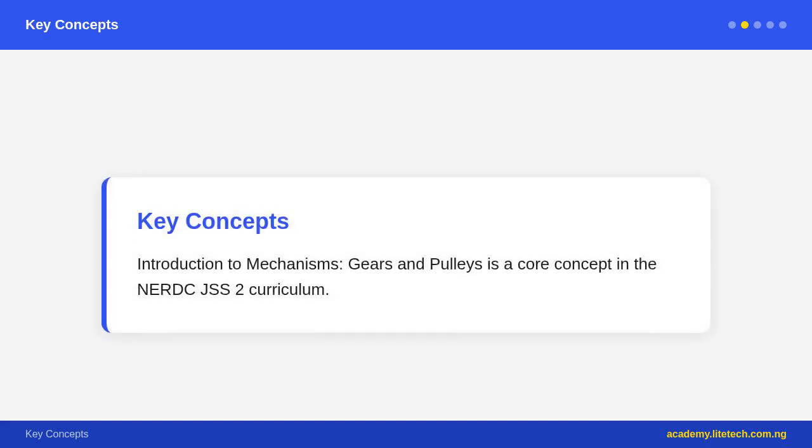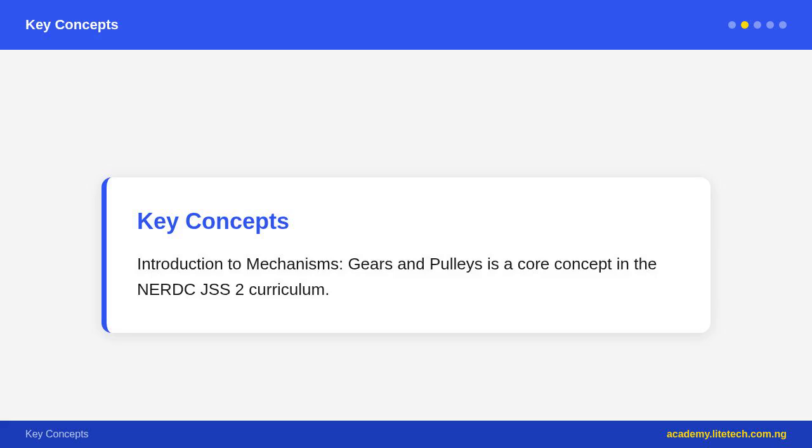The formula is gear ratio equals number of teeth on the driven gear divided by the number of teeth on the driving gear. If the driving gear has 10 teeth and the driven gear has 30 teeth, the gear ratio is 30 divided by 10, which equals 3. This means the driven gear rotates once for every 3 rotations of the driving gear.